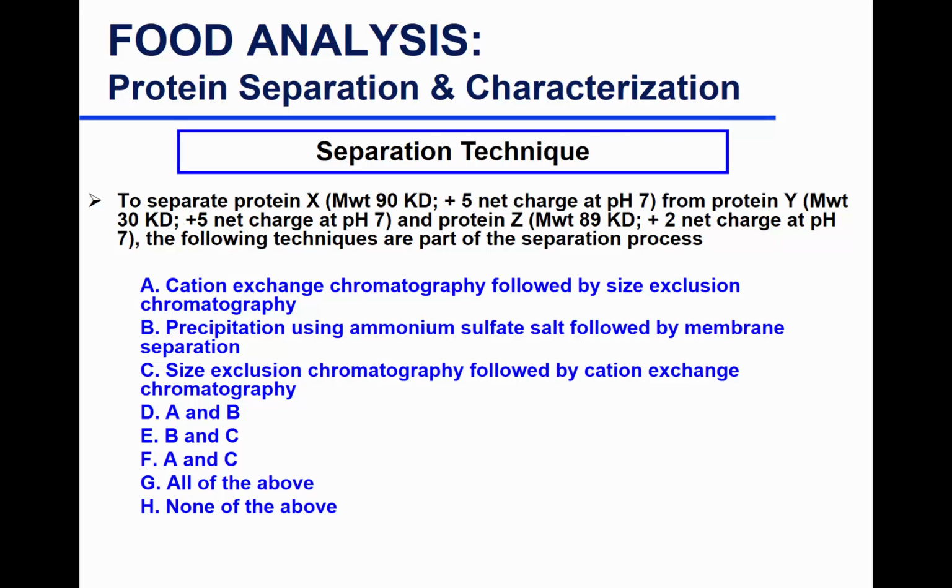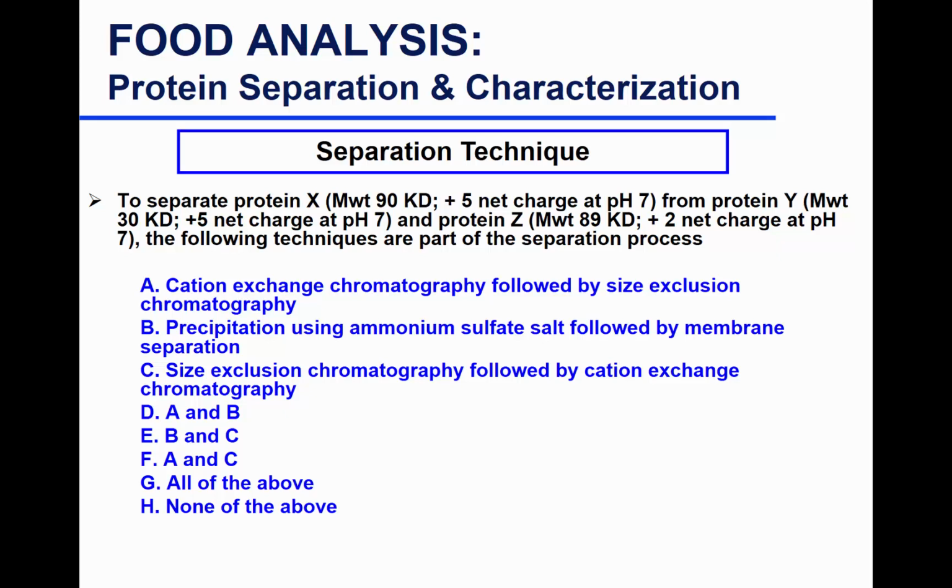It doesn't matter what order. You can start with cation exchange and then do size exclusion. With cation exchange, you're separating the first one from the other two, and then you separate the other two by size exclusion. It doesn't matter. Or you can separate X and Z from Y by using size exclusion, and then you can separate X and Z by cation exchange. So it doesn't matter the order.